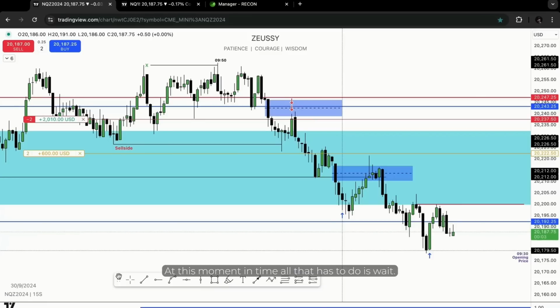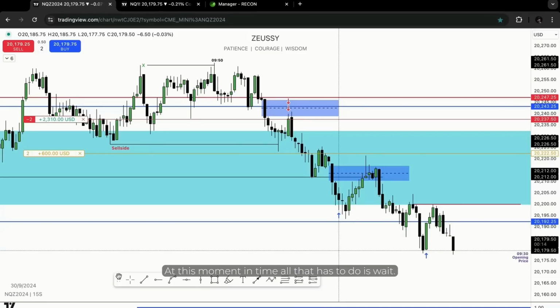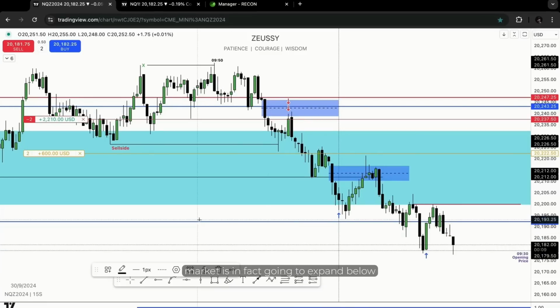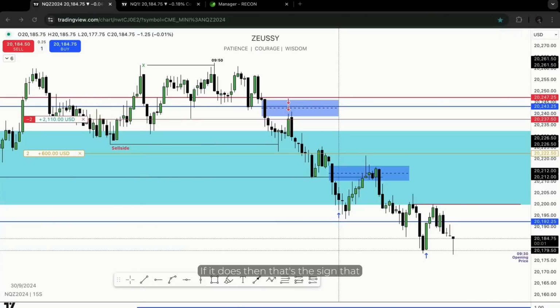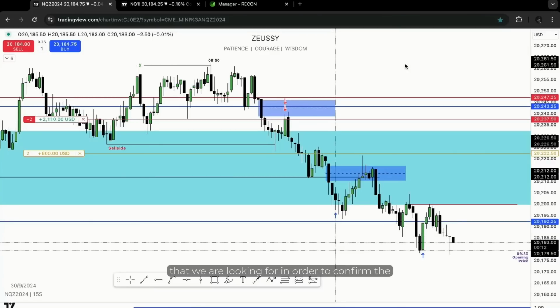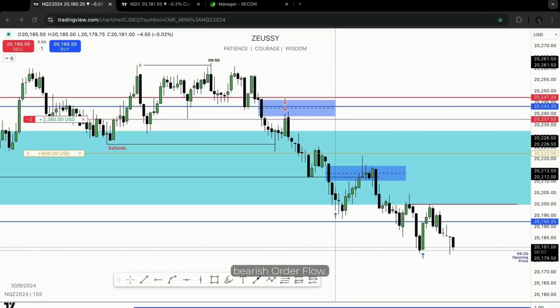At this moment in time, all there's left to do is wait. Wait and see whether or not the market is in fact going to expand below that 9:30 open price. If it does, then that's the sign that we're looking for in order to confirm the bearish order flow.